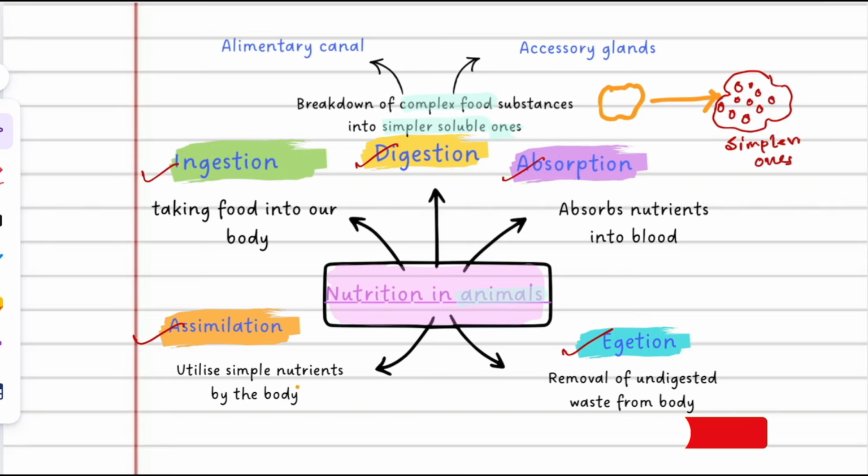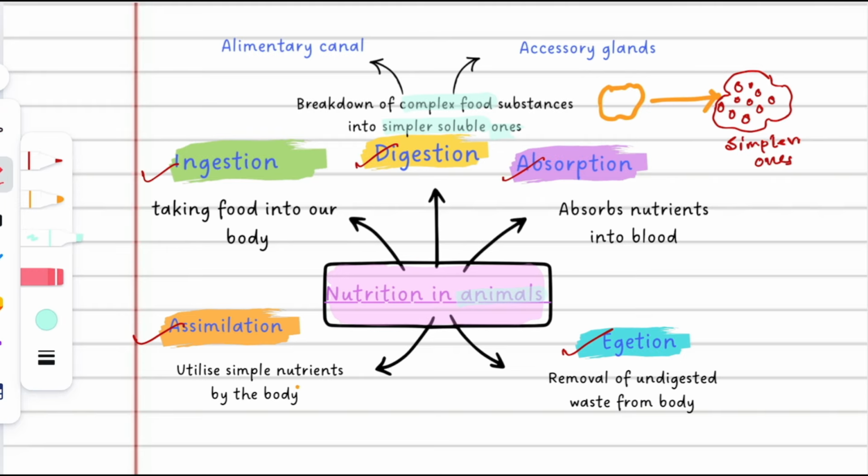When food gets digested into simple soluble forms, those simple nutrients will get absorbed into our bloodstream, and this process is simply termed as absorption.